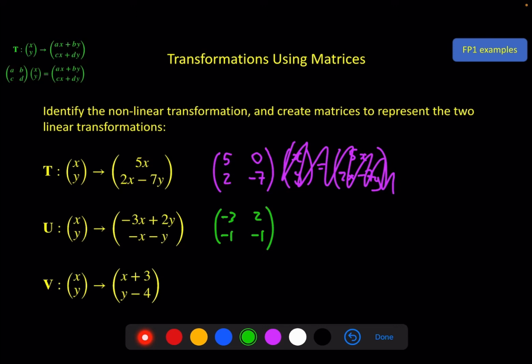And that must mean that the last one is non-linear, and it is. Although it looks like it should be linear because it doesn't have any squareds or cubes or square roots or anything, even so, I can't get a plus 3 constant out of this process. There is no number I can put into this matrix that will give me a plus 3 as a constant in either of these elements here. So because of the plus 3 and because of the minus 4, this is non-linear in terms of a transformation. And like I said before, this is representing a translation which does not keep the origin in the same place.